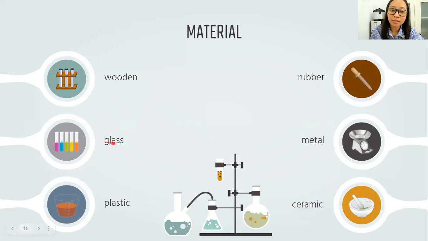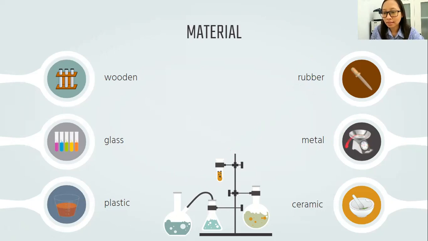Glass, it is the test tube is made of glass. It is a glass test tube. Plastic, measuring cup. Ini measuring cup can be made of glass, can be made of plastic. Rubber, ini contohnya seperti yang di dropper-nya, dropper of the test tube. The dropper of the test tube is made of rubber.